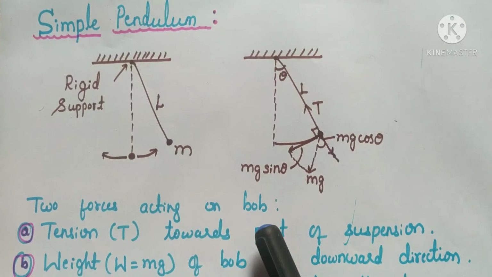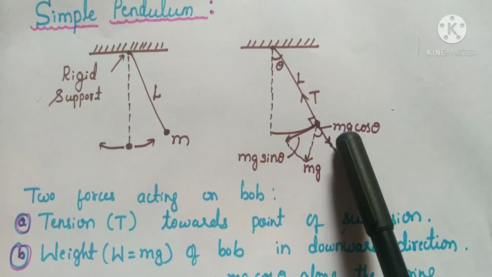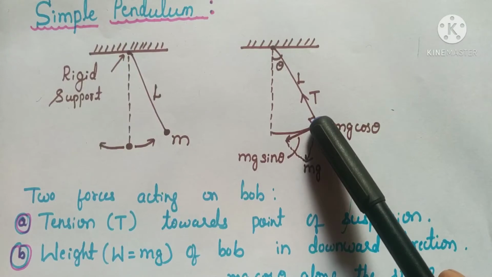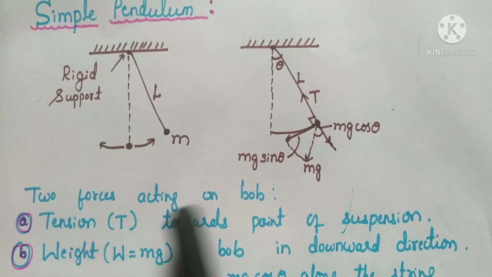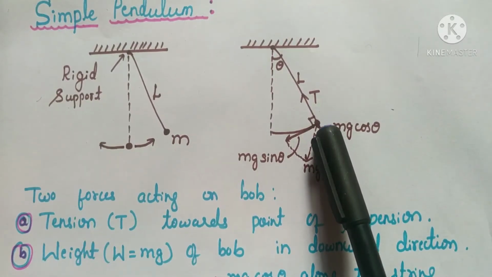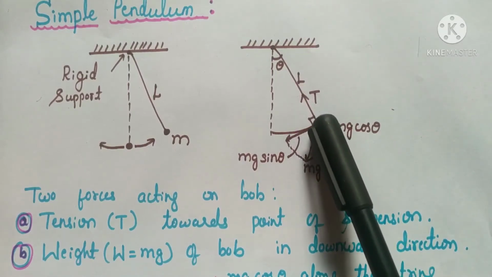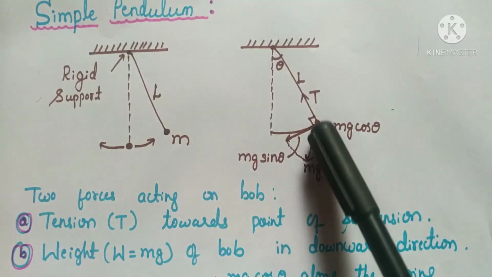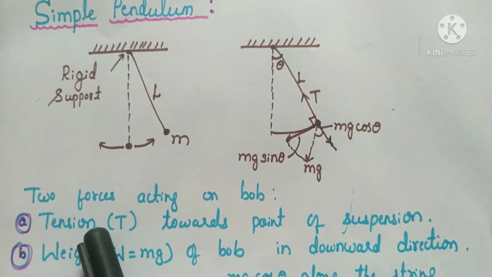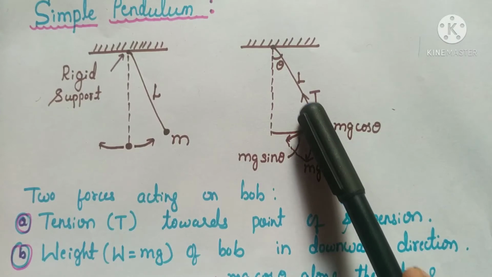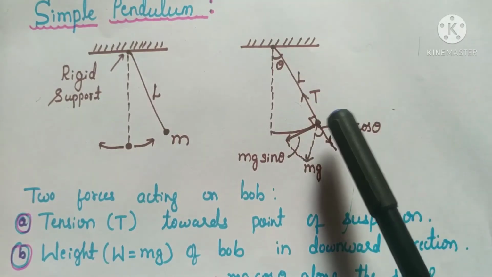Here there are two forces acting on this pendulum bob. When we drag the pendulum bob to one extreme end, two forces are acting on it. What are those? First one is tension. This metallic bob has a certain mass, right? Because of that mass, tension is created in this string along the length of the string towards the point of suspension, and that is the first force.